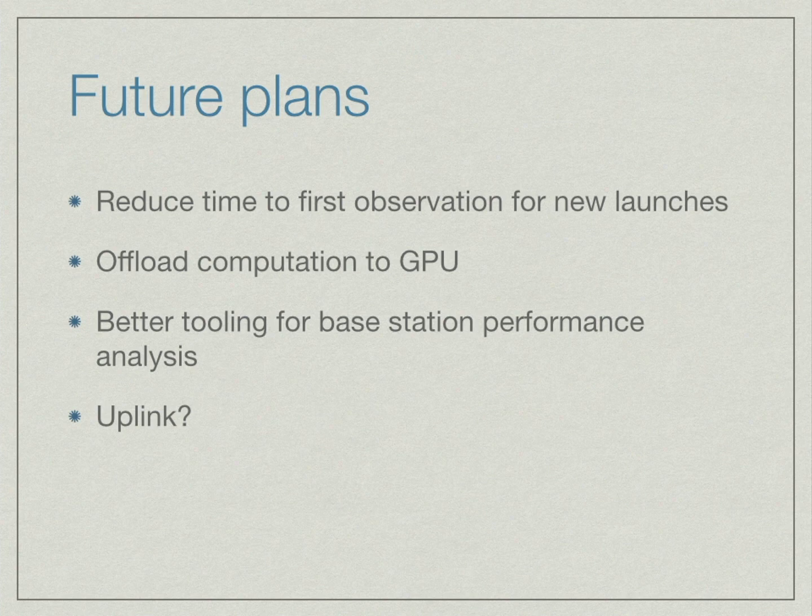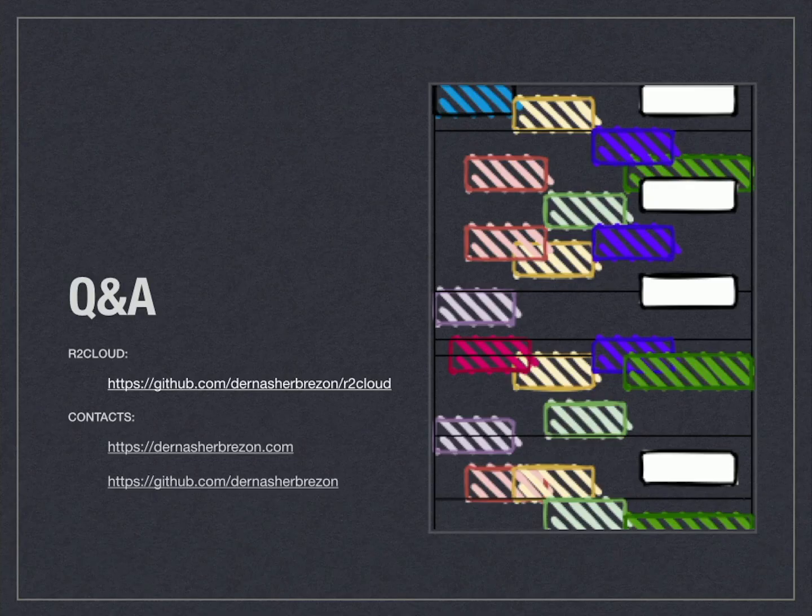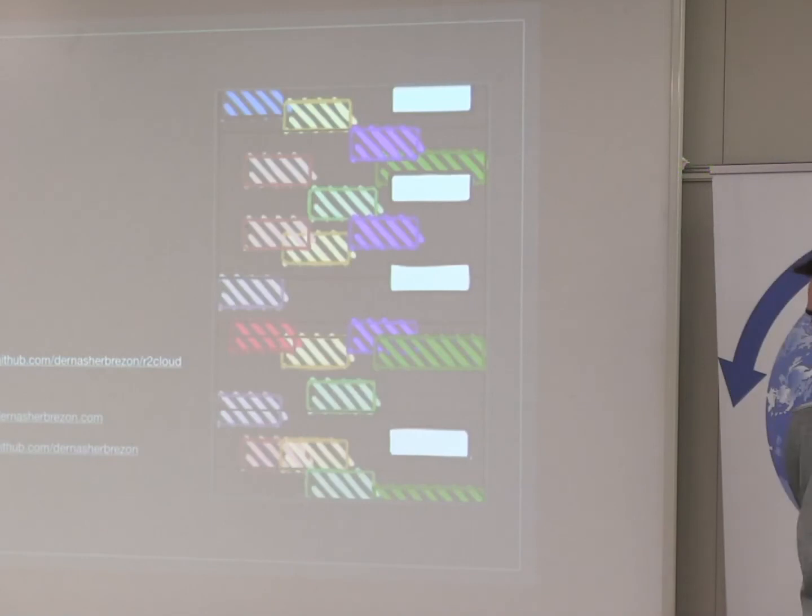Why not? It's not limited to amateur satellites only. It's just a frequency configuration in r2cloud, so it can be configured to listen to any commercial satellite. Why not? Yeah, and I think this is it. Questions? Welcome. Thank you.